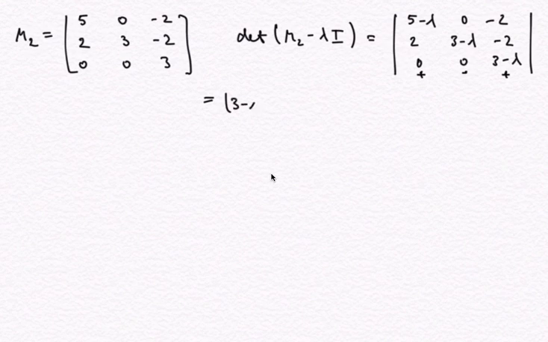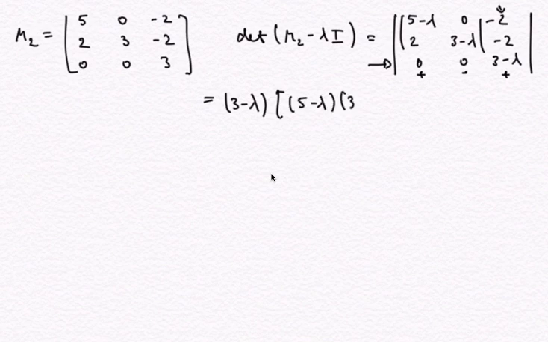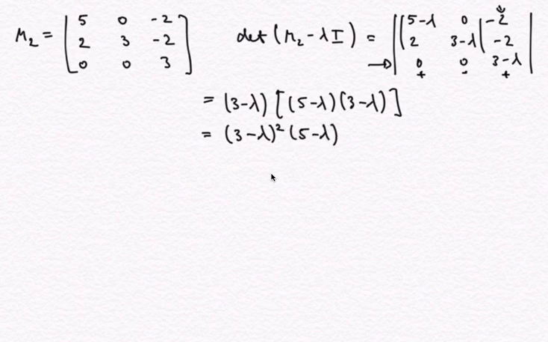So we get 3 minus lambda times the determinant of the matrix that results from deleting the third row and the third column. That is the determinant of this submatrix here, which is 5 minus lambda times 3 minus lambda minus 2 times 0, which is just 0. So I get, again, a characteristic polynomial that is already given in its linear factors. And I also see that I have a double root. Lambda 1 and 2 is equal to 3, and lambda 3 is equal to 5.